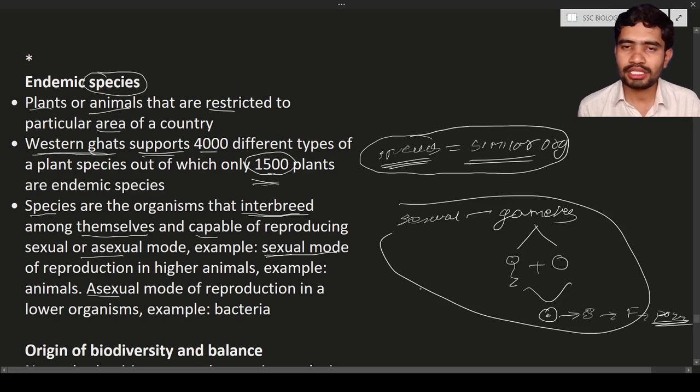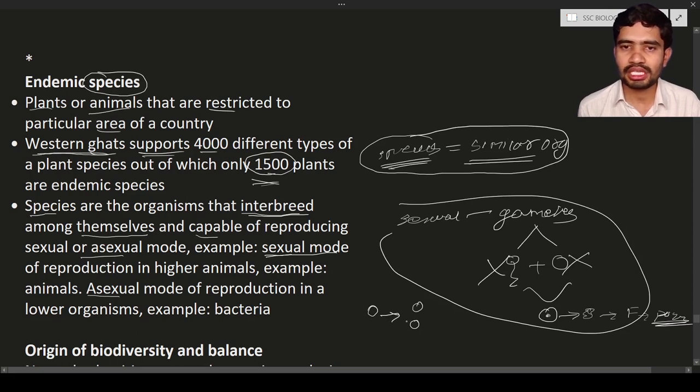Okay, so what is asexual? There is no formation of the gametes. The gametes will not be formed. Hence, the parent gives rise to its new young one. It means, let us consider this is a bacteria. This bacteria undergoes asexual mode of reproduction. It means one bacteria divides into two. This is known as asexual mode of reproduction.